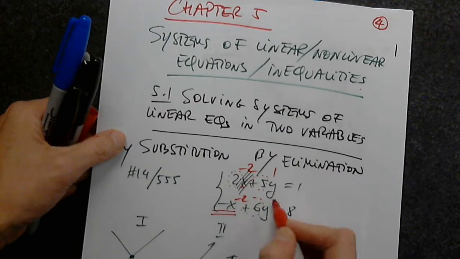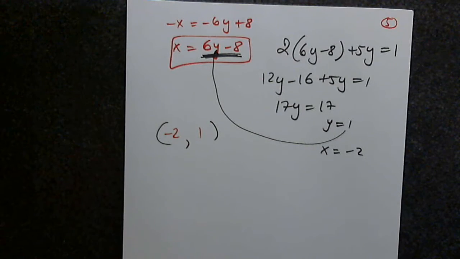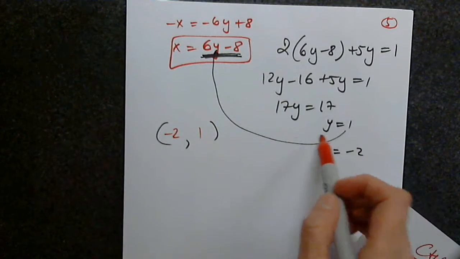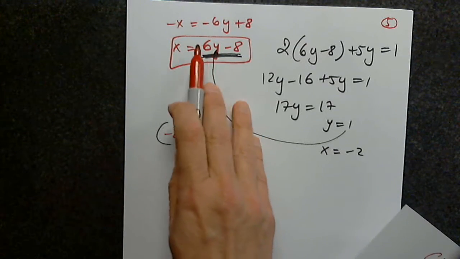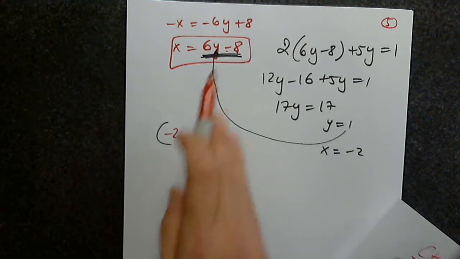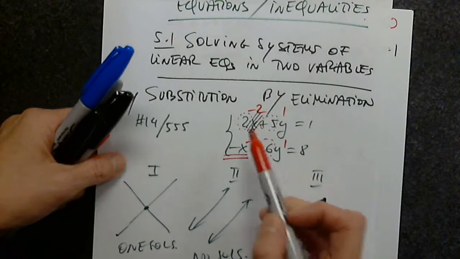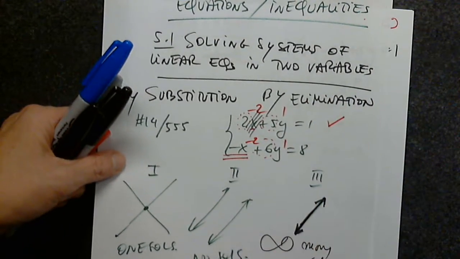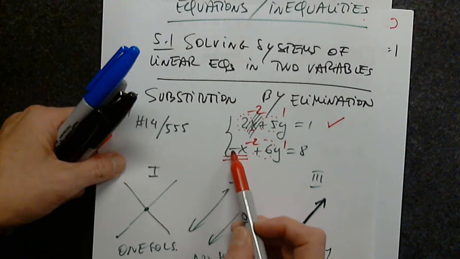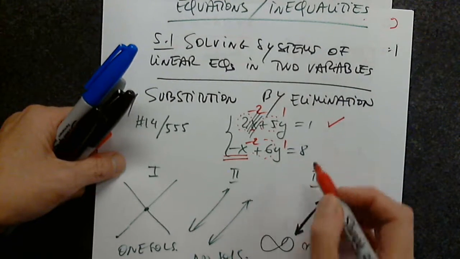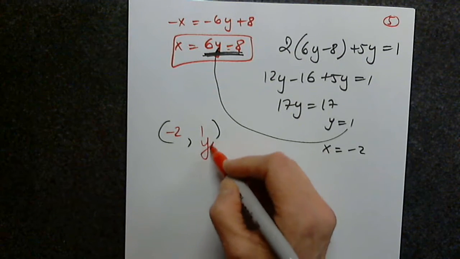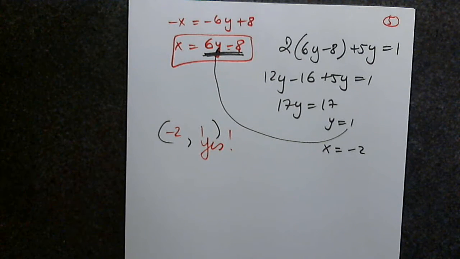Negative 2, 1. I replace 1 in here: 6 times 1 minus 8. Got it. Good. So now let's go back. Negative 2 times 2 is negative 4 plus 5 is 1. Yes, correct. Negative 2 with minus in front is 2. 2 plus 6 is 8. Correct. So only now I can say, yes, I checked.